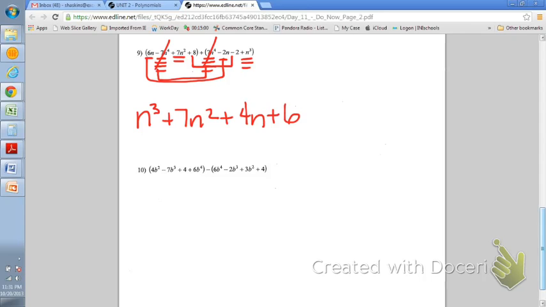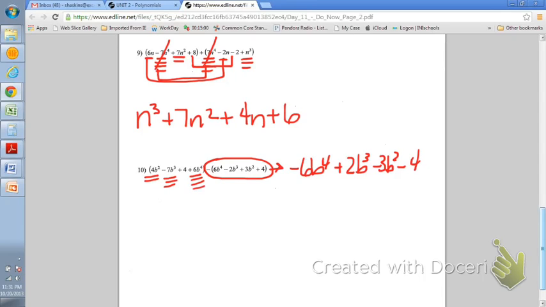Last question. This is a subtraction, so we need to change all our signs. Negative 6b to the fourth plus 2b to the third minus 3b to the second minus 4. Go back and underline your degrees. 2, 1, 2, 3, none. 1, 2, 3, 4. 1, 2, 3, 4. 1, 2, 3, 2, and none.